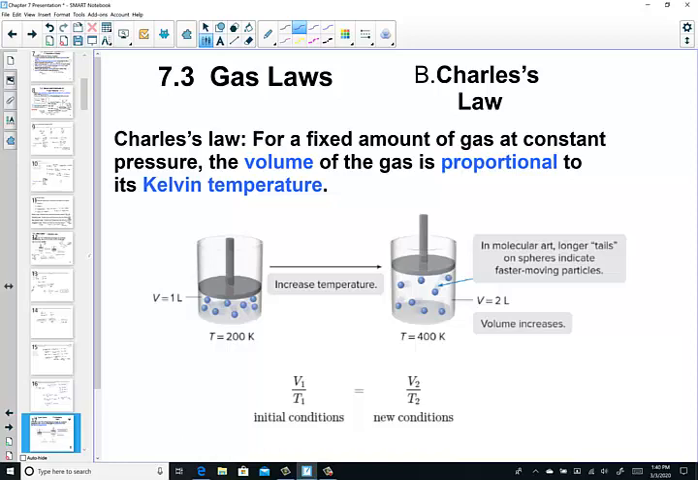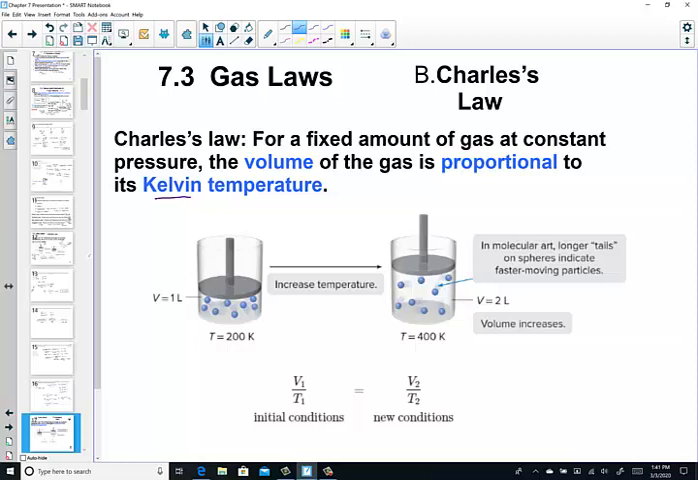Let's investigate Charles' law. In words, for a fixed amount of gas at constant pressure, so those are the two variables being held constant, N, the number of moles, and P for pressure, we're going to compare volume and the Kelvin temperature. Kelvin temperature is always necessary, so we avoid any kind of zeros or negative temperatures in our algebra. Volume and temperature are directly related.